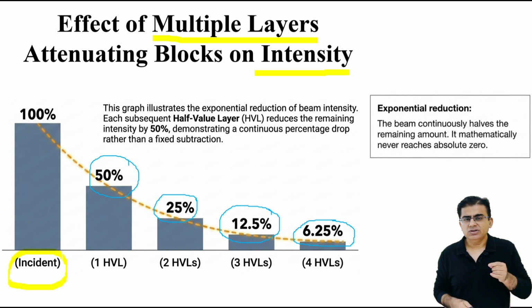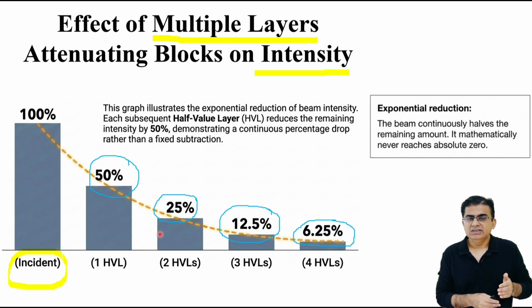I want you to notice the shape of this specific downward curve. You're always taking exactly 50% out of a smaller and smaller remainder. This continuous percentage drop proves that the beam intensity mathematically never reaches true absolute zero. This is the fundamental reality of exponential beam attenuation.